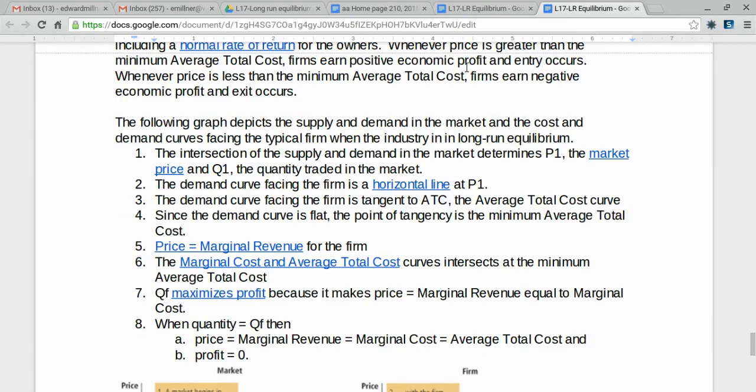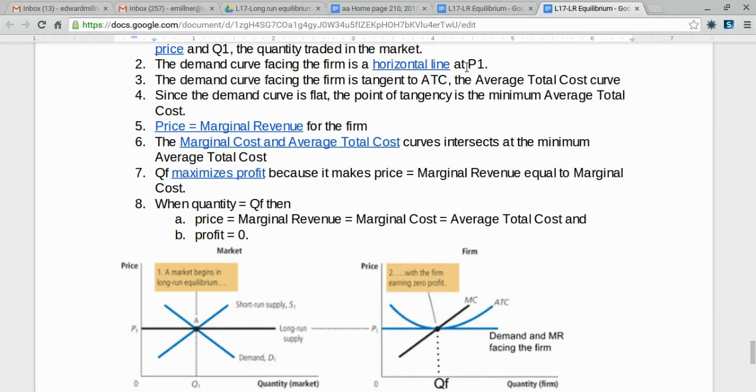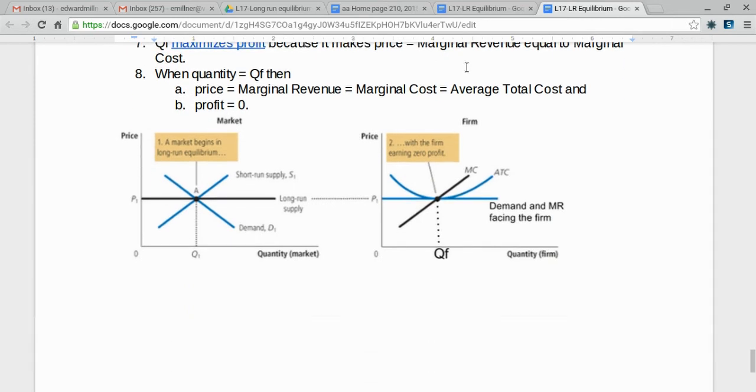Let's look at this pair of graphs to talk about what's happening. I've got a pair of graphs side by side. The left panel shows the market. It shows the market demand curve and the short-run supply curve for the product. The quantity is a big number. This might be millions or billions.